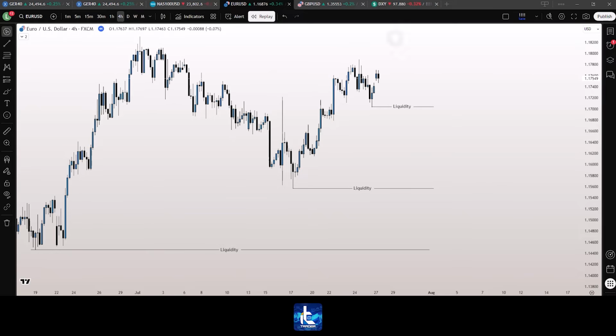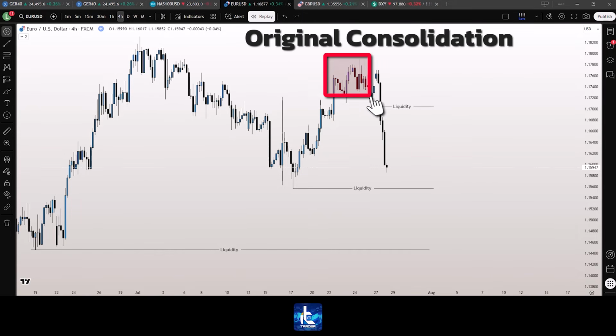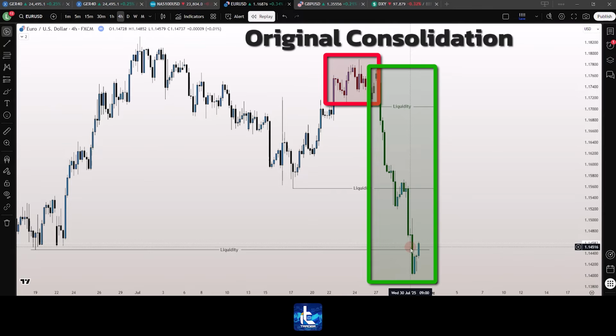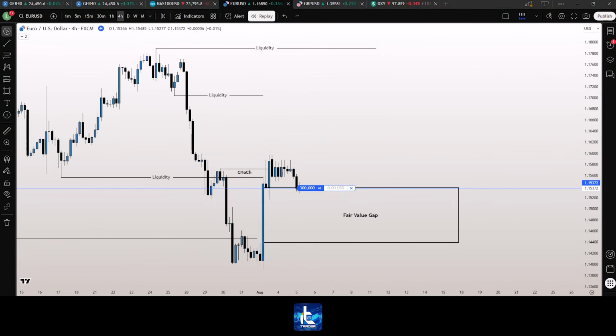Next, consolidation forms. And I'll say right away, this model cannot be determined by it alone. This is a trap for those who short at random. Then an aggressive downward movement begins. Sell-side pools are removed one after another. This is the redistribution phase. As soon as liquidity is collected from below, the market reverses sharply.